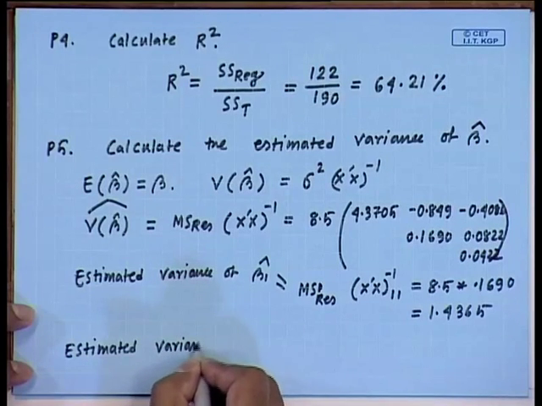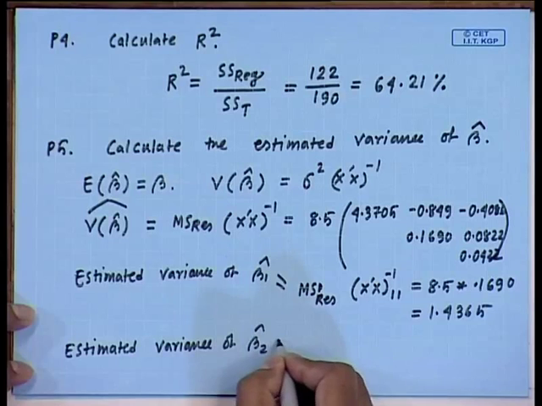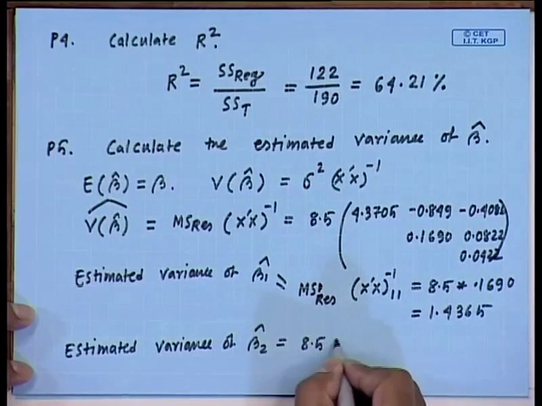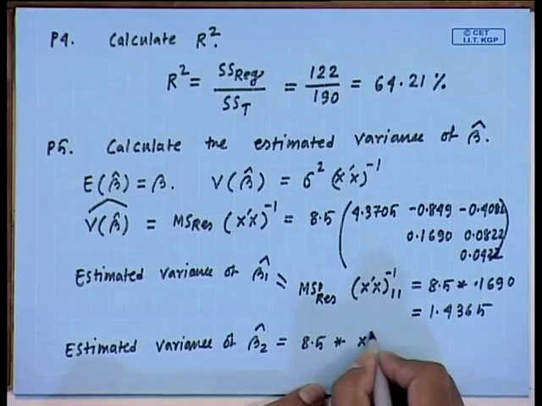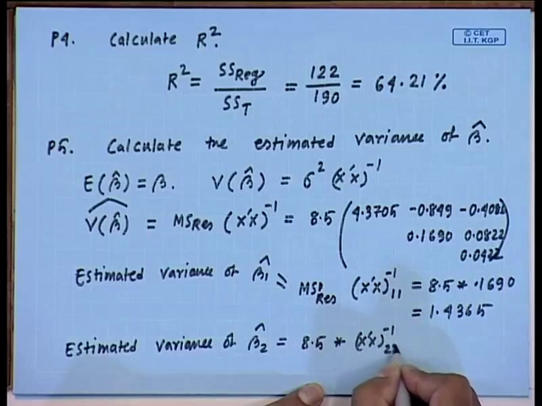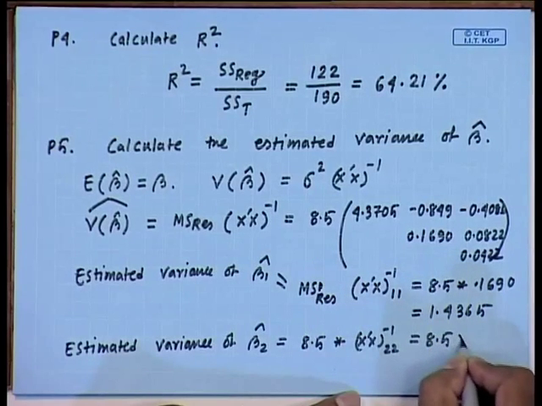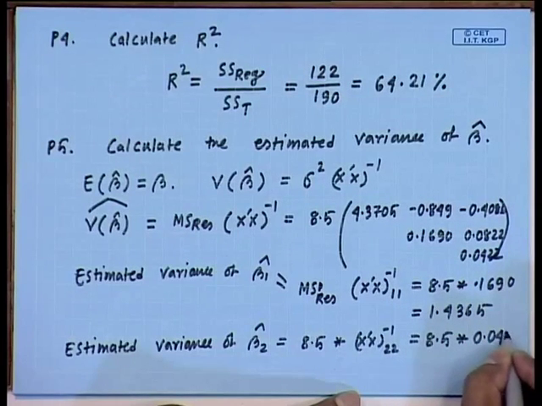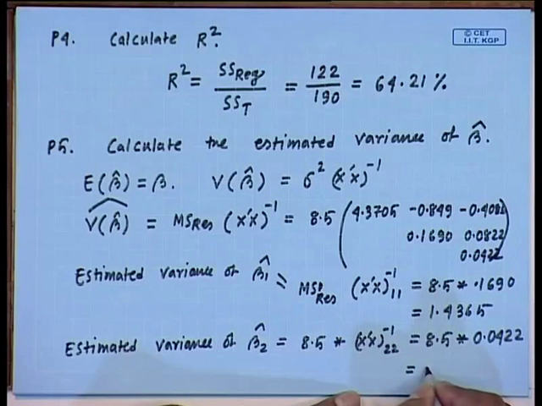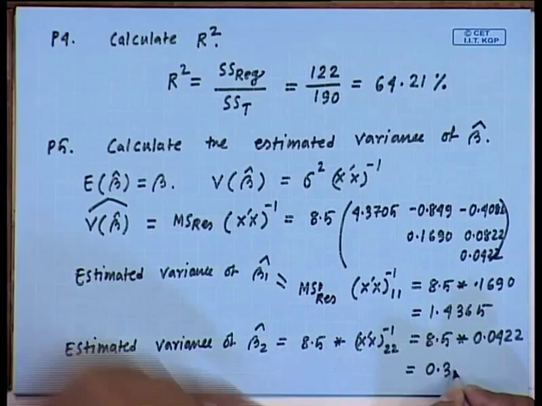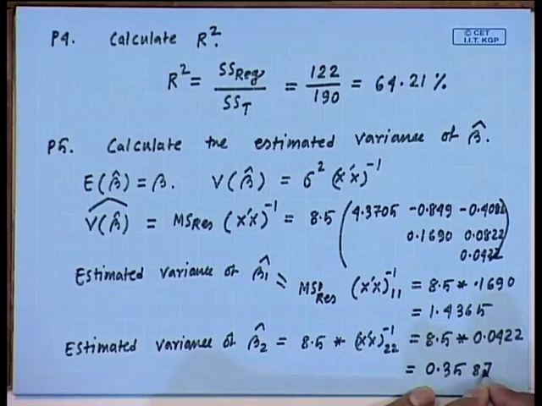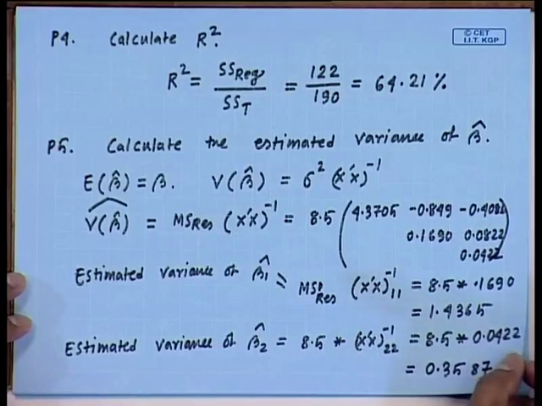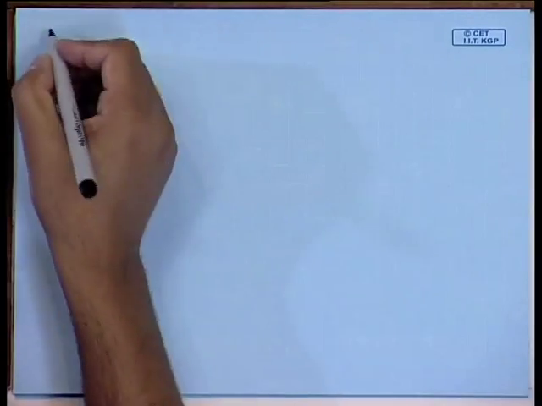And similarly, the estimated variance of beta 2 hat is equal to 8.5 into the 2/2th element of X prime X inverse, which is nothing but 8.5 into 0.0422, which is equal to 0.3587. Well, so next problem is P6.